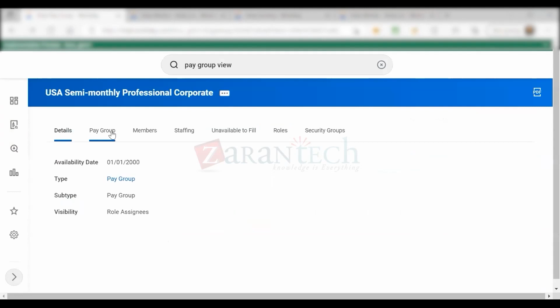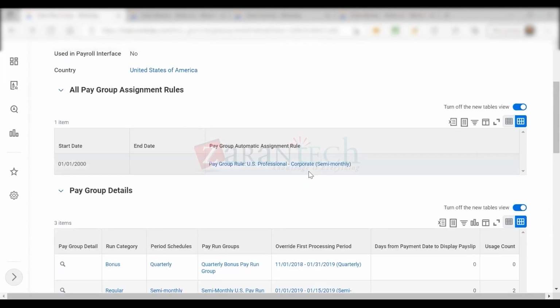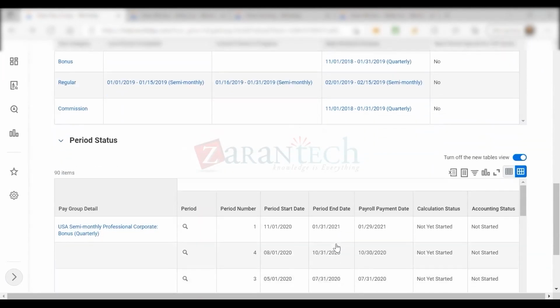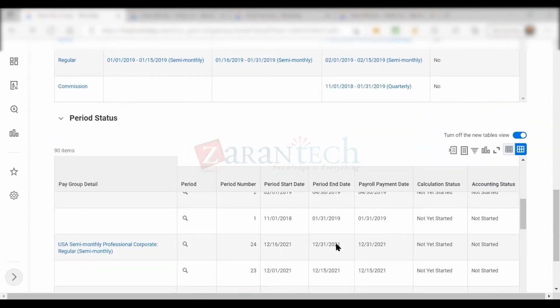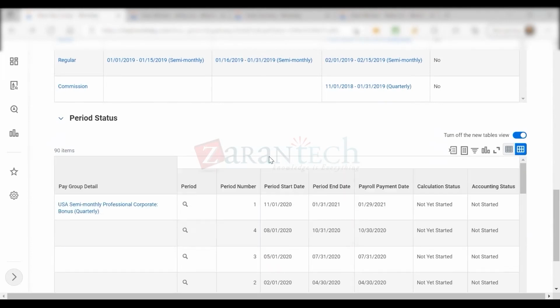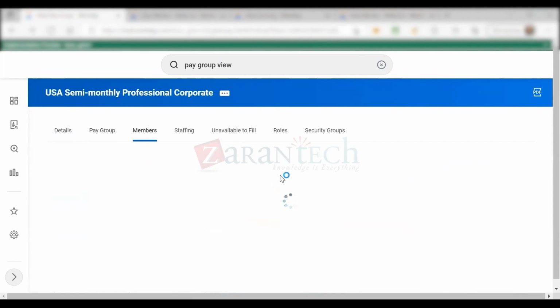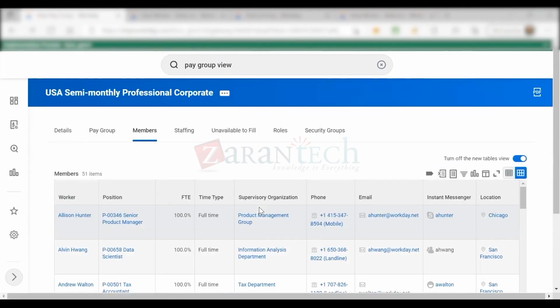Okay. Now, details we went through, and pay group we already went through. This is the same thing I covered, where we bring all the three together and then we have some review grids which show the status, such as what pay group is in progress and all that. The Member tab shows the list of every single employee who is a member of this pay group. Currently in this pay group there are 51 employees.